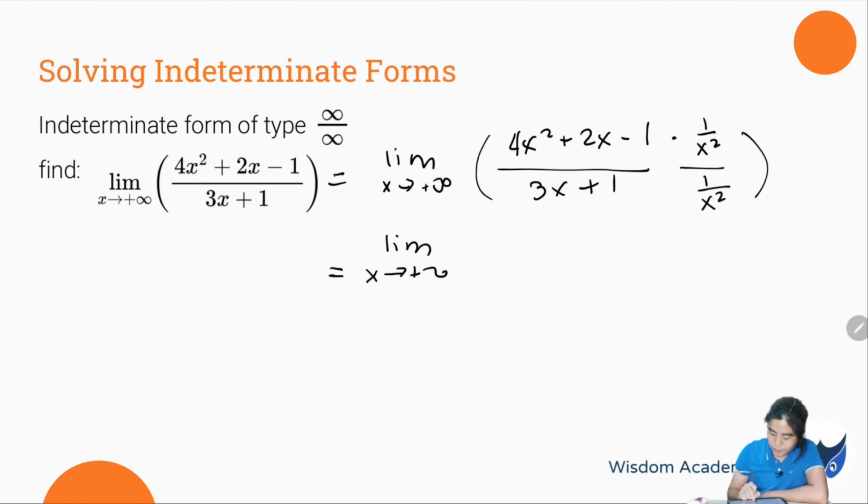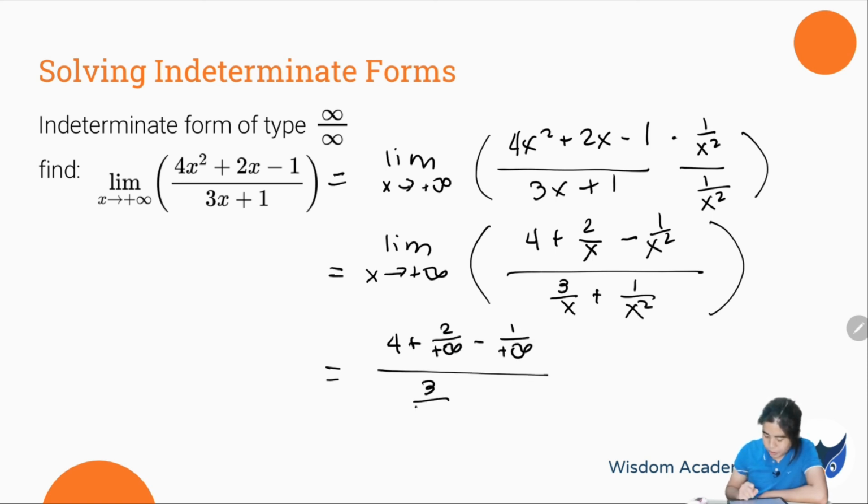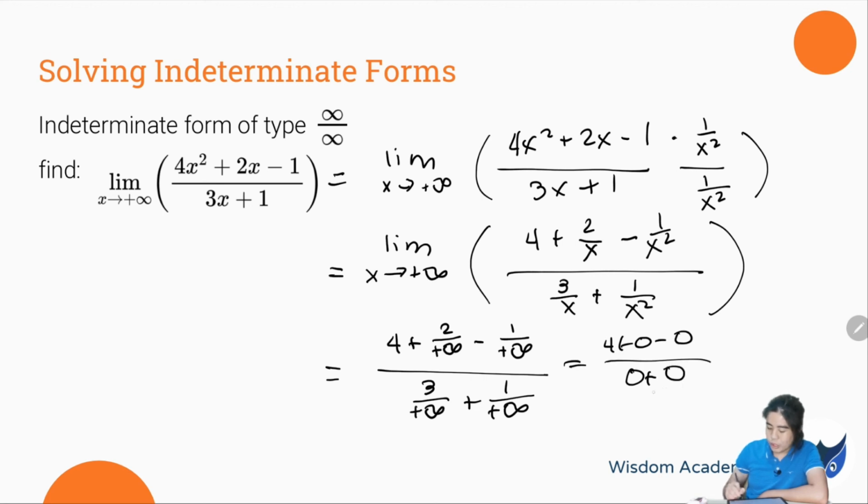So, limit as x approaches positive infinity, dito, magiging 4 plus 2 over x minus 1 over x squared. Denominator will be 3 over x plus 1 over x squared. And directly substituting positive infinity dito, solving this, makukuha natin is 4 plus 0 minus 0 over 0 plus 0. So, since kailangan natin, di ba, malaman yung sign ng 0 sa denominator para malaman natin if this will equal to positive or negative infinity.